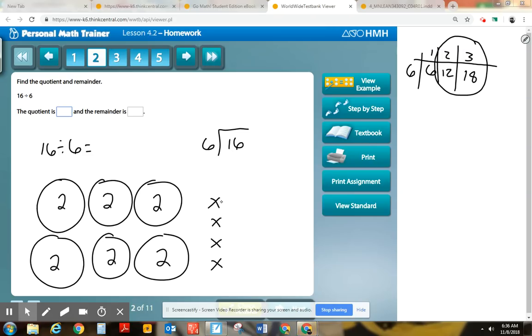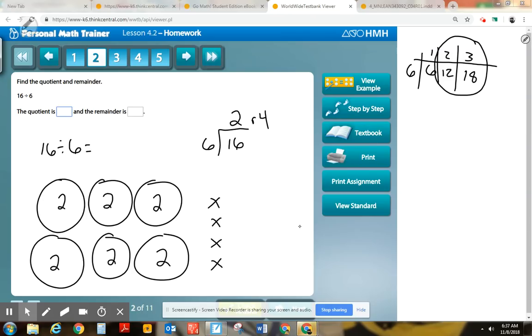I can't put these in a group, right? These 4 that are left, I can't put them in a group because it wouldn't be equal. So this right here is my remainder. So how many 6s fit into 16? Well, there would be 2 with a remainder of 4.